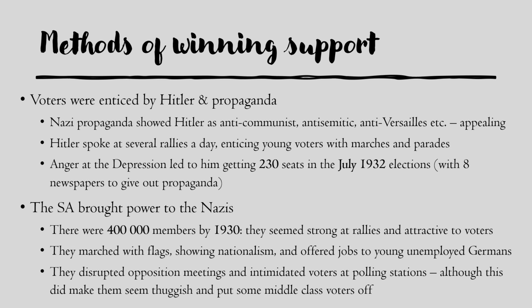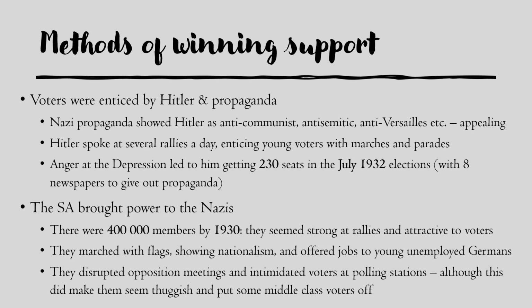Second effect of this was that the SA brought power to the Nazis. You do need to know the role of the SA in how Hitler won support. There were 400,000 members of the SA by 1930, and they would attend rallies with Hitler. They were attractive to voters. They made Hitler seem strong. They would march with flags. This just showed nationalism generally.